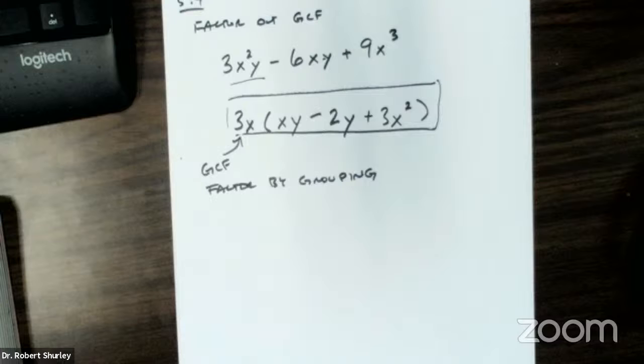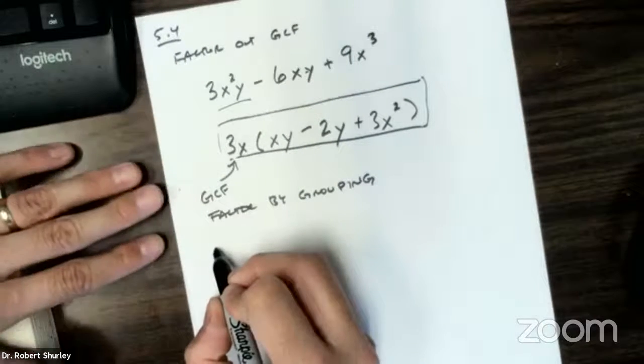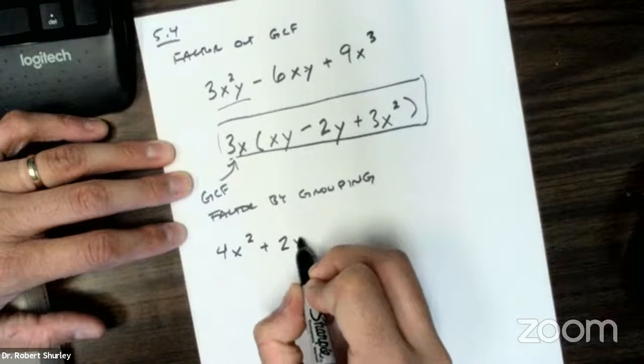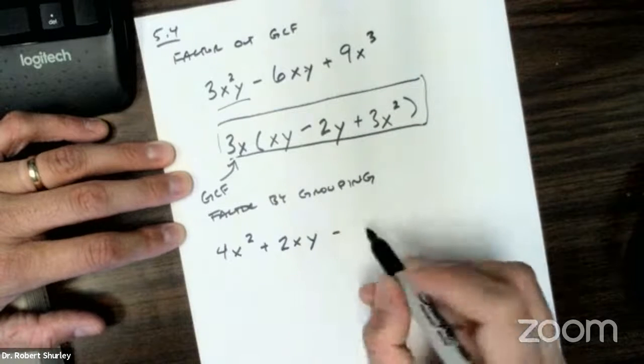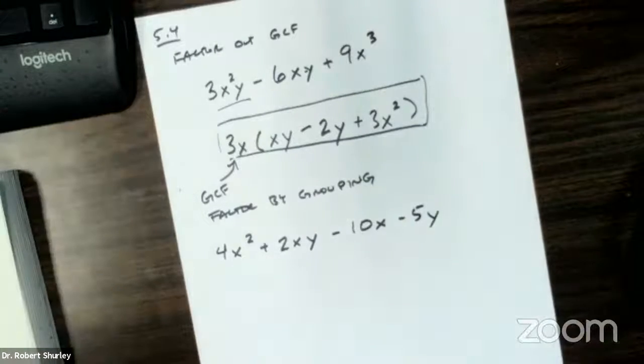Give me just 1 second, guys. This is number 68 in your homework, actually, on page 378. 4x squared plus 2xy minus 10x minus 5y.